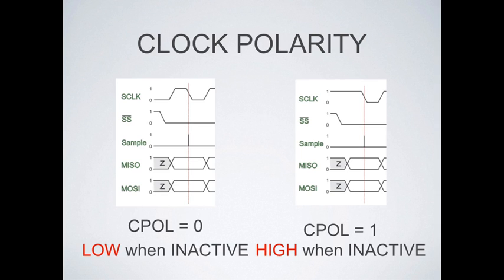So clock polarity is essentially when data is ready, or when data is going to be available. When the clock polarity is 0, the clock is low when it's inactive. So when the clock is low, which is the left side, it's inactive. When the clock goes high, then it's active. And if the clock polarity is 1, it's high when it's inactive. So there's nothing happening when the clock is high.